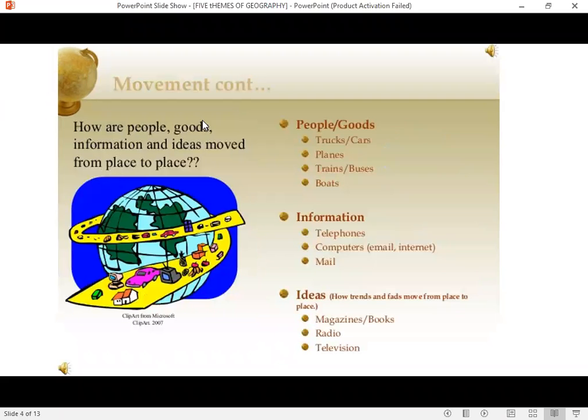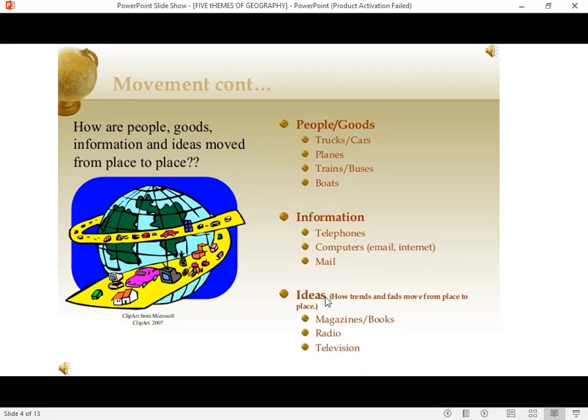Now, how are people, goods, information, and ideas moved from one place to another? This is very primitive. People and goods, how do they move? They move by trucks, cars, planes, trains, buses, boats, which are the means of transportation. Yes? Information, how is information passed from one place to another, or how does information move? By emails, electronically, internet, telephones, mail, and you should add to it conversations, one-to-one conversations, face-to-face conversations. Okay? Okay.